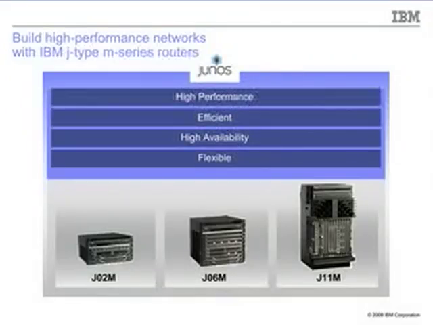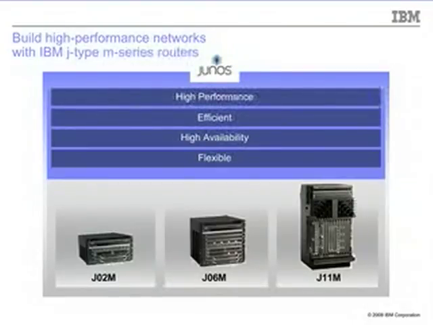So the routers are the M series, and again, the family is composed of the J02M, the J06M, and the J11M platforms. Again, all of these run on that same Juno software operating system. Very high performance and very efficient platforms. These were designed for high availability ground up, so every single part of each of these boxes is designed for very high levels of availability and resiliency. And they're very flexible in terms of the deployment.